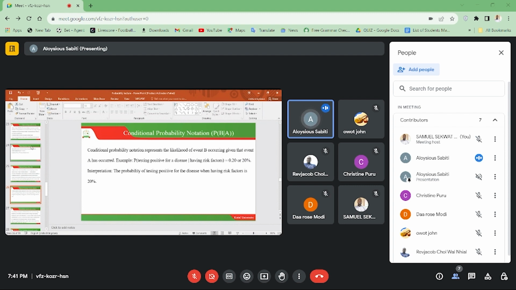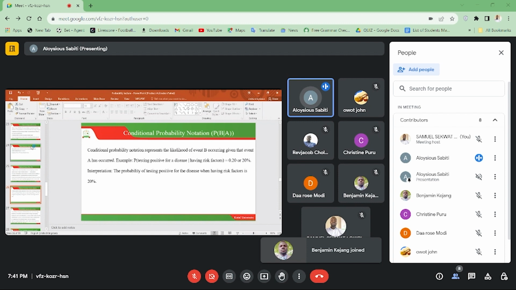So let us say, what is the risk factor of getting a disease that is common? The risk factor of getting malaria is not using a treated mosquito net. So we would say here that the probability of having a positive malaria case when not sleeping under a mosquito net is 50%. So that is a conditional probability.